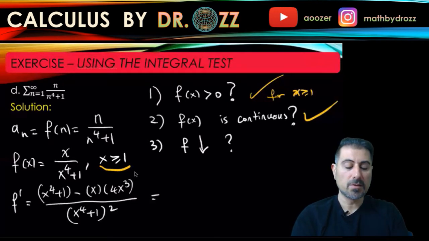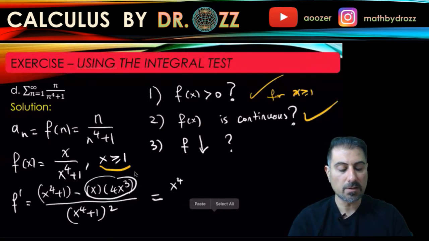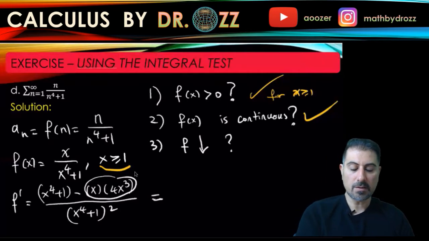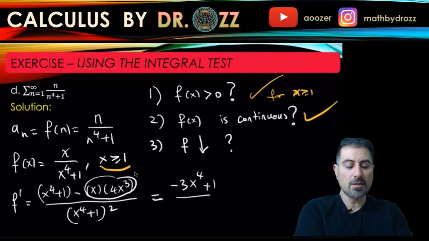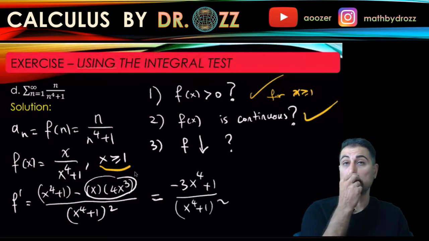Okay, so this is x to the fourth. This is already 4x to the fourth, by the way. So let me just clean this, and let's write this in one shot. Negative 4x to the fourth plus 1 times x to the fourth. That's negative 3x to the fourth plus 1, divided by x to the fourth plus 1 quantity squared. Okay.